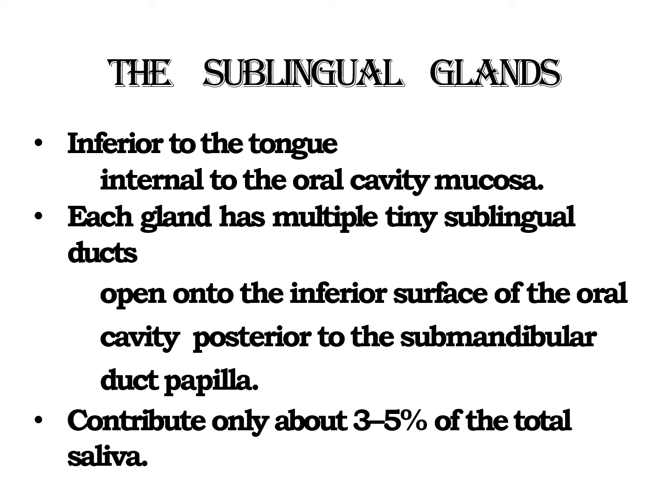Sublingual glands. The sublingual salivary glands are present inferior to the tongue. They are present internal to the oral cavity mucosa. Each sublingual gland has multiple tiny sublingual ducts which open onto the inferior surface of the oral cavity posterior to the submandibular duct papilla. They contribute only 3 to 5% of the total saliva.